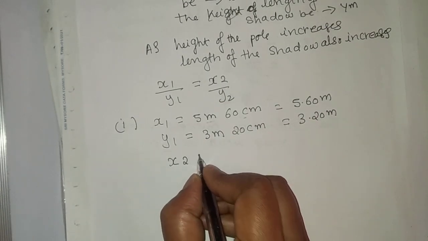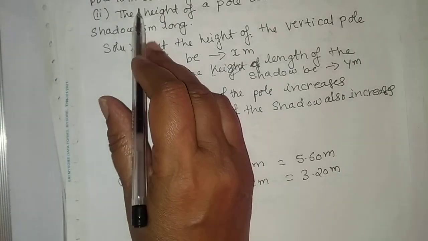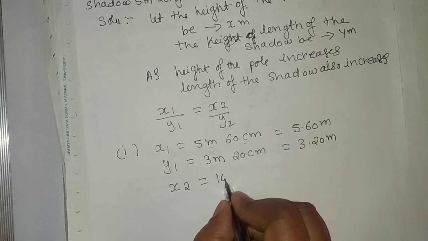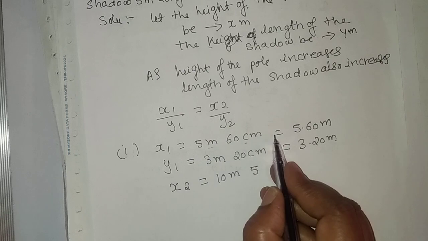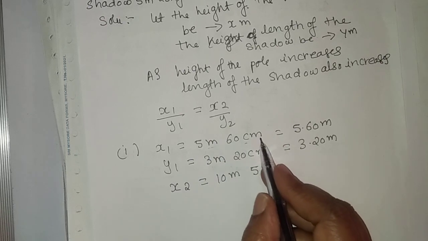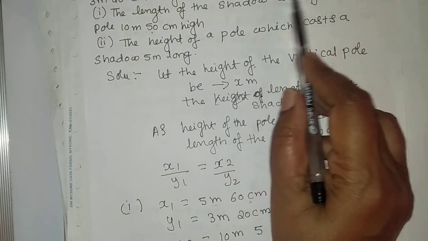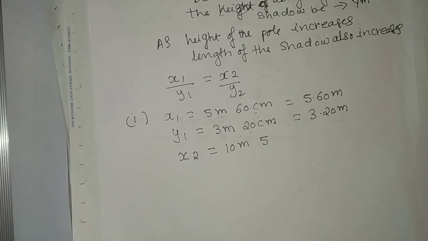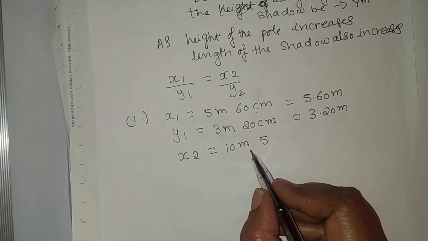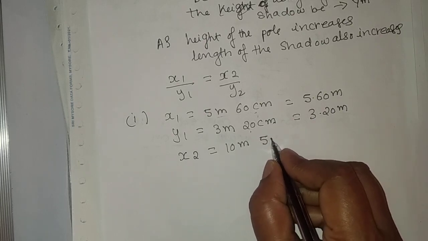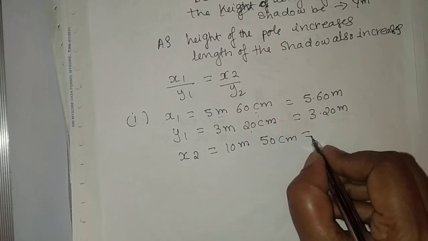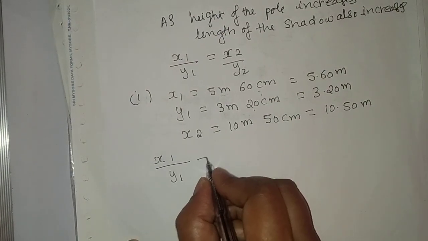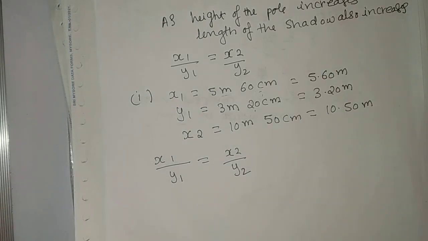x2 is given. Next, x2 is equal to how much they have given? 10 meters and 50 centimeters. This is x1, the pole length, and this is the shadow length given in the first part of the question. See, this is the vertical pole and this is the shadow, so this will become x1 and this will become y1. So next we have only the length of the shadow cast, therefore 10 meters 50 centimeters. This can be written as 10.50 meters. Now we'll take this formula, x1 y1 is equal to x2 y2. Substitute the values.